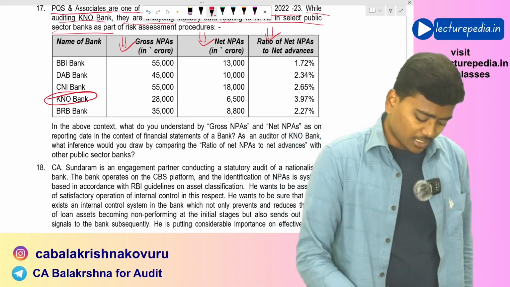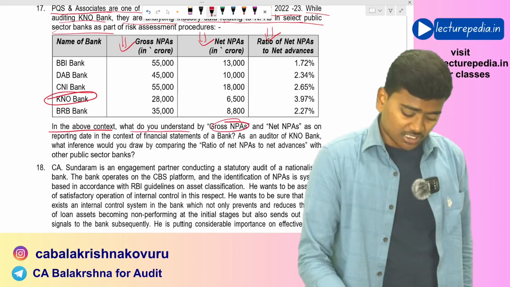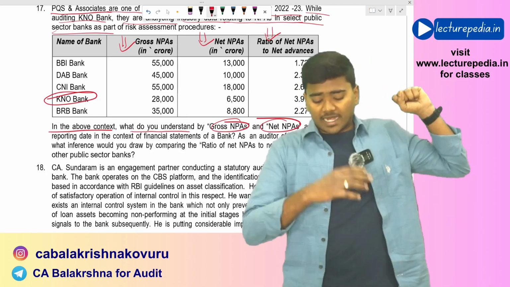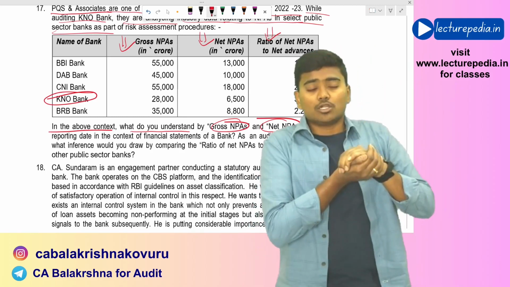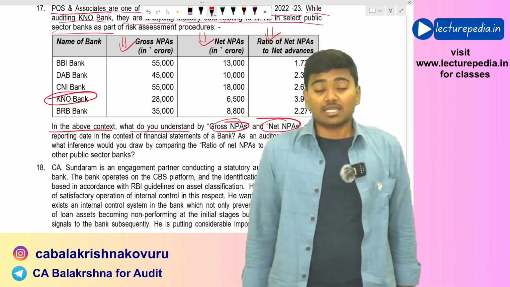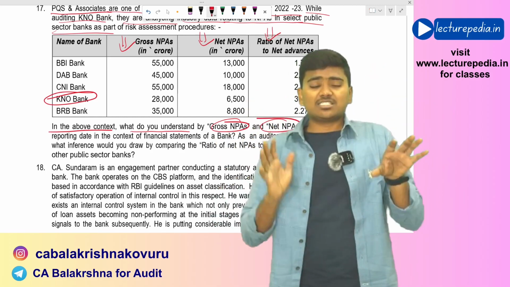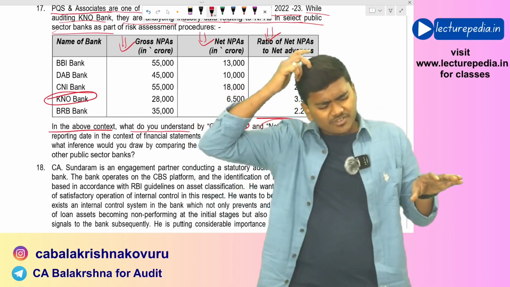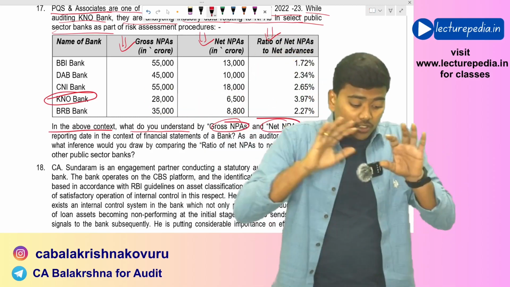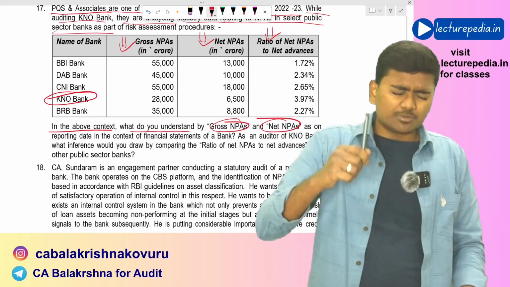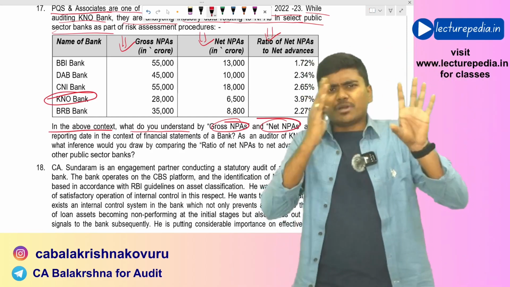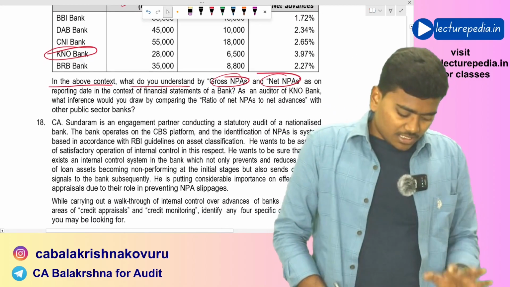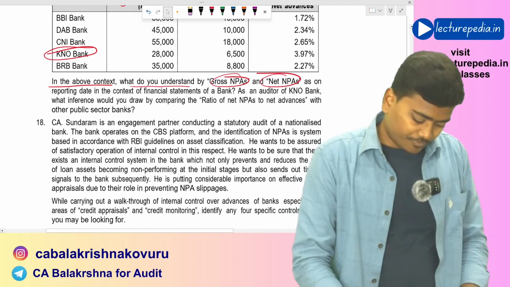Now, what they're asking in the above context is, what do you understand by gross NPA and what do you understand by net NPA? See, gross NPA is the total amount of NPA, opening NPA and NPAs that have arisen during the year. Total together becomes gross NPA. What is net NPA? Net NPA is gross NPA minus provisions that you have made and minus interest, if any, present in the suspense account. Sorry, this becomes net NPA. Gross NPA minus provision. You remember that gross NPA minus provision becomes net NPA. So those are the definitions of gross NPA and net NPA.